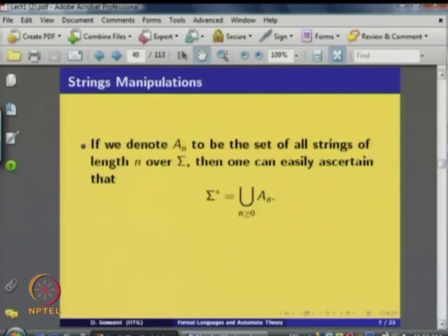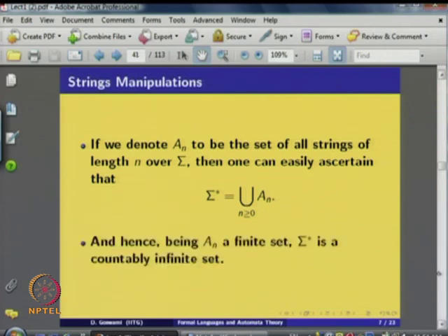If we denote sigma n to be the set of all strings of length n over sigma, then one can easily observe that sigma star is the union of sigma n for n greater than or equal to 0. And hence, since sigma n is a finite set, sigma star, which is a union of all those sigma n's, must be countably infinite.